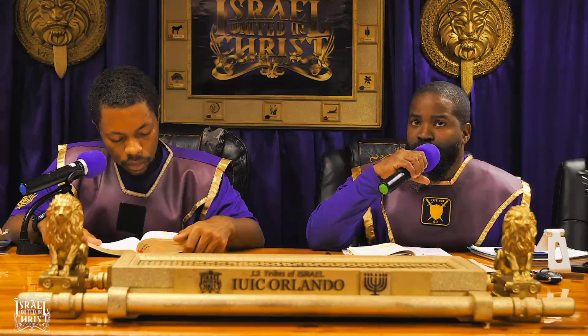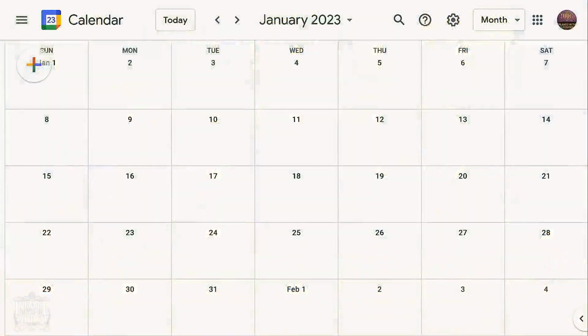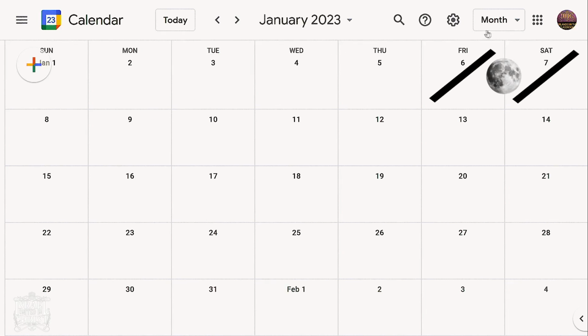All right, let's bring up the calendar. This is the month of January 2023, and the full moon is Friday night, the same day as the Sabbath starts. So right there, you would say this is the first day of the 11th month.